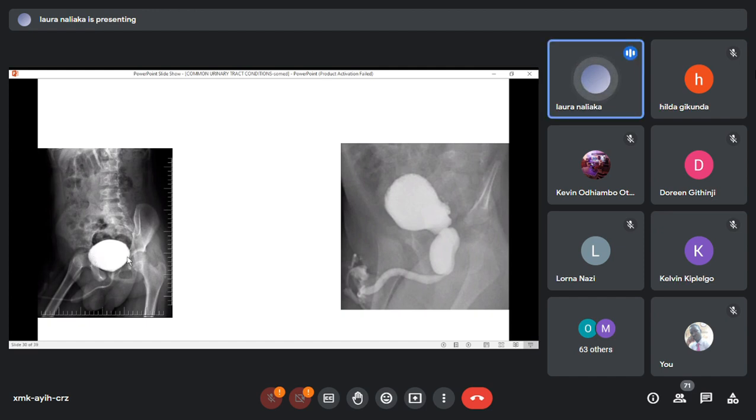So the first image is a normal MCU that I had shown you before. You can see bladder with contrast, the urethra opacified. Second image is a typical diagnostic case of posterior urethral valves. You can see the bladder, you can see the markedly distended or dilated posterior urethra. You can see there's a narrowing there. That's a membrane that we refer to as posterior urethral valves. And then you can see the anterior urethra.